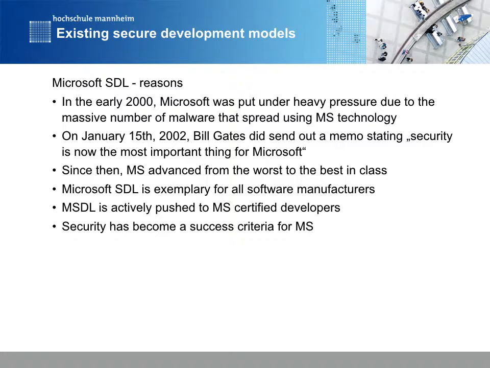Why the reason? I mentioned this already. In the early 2000s, Microsoft was put under heavy pressure due to the massive number of malware that spread using Microsoft technology. And the story is that the large US companies joined forces to speak to Microsoft, and the saying is that they actually said, you better secure your platform or we will all switch to IBM OS2.